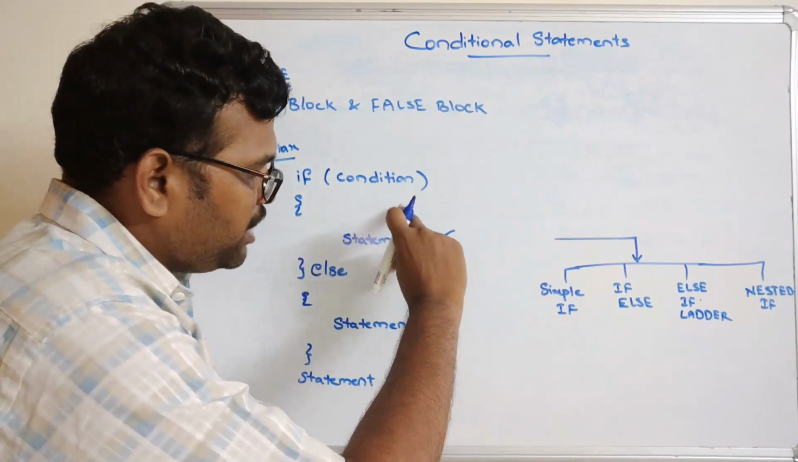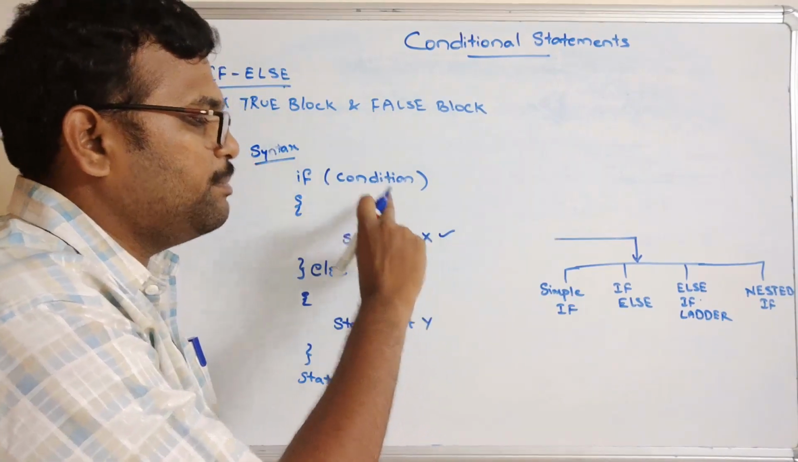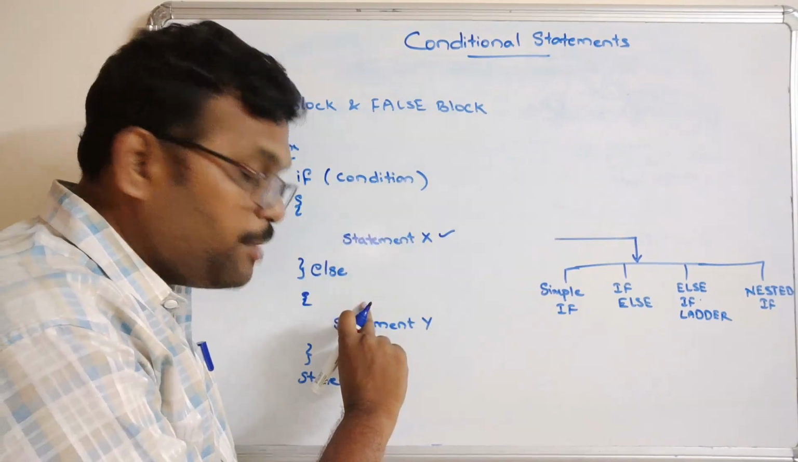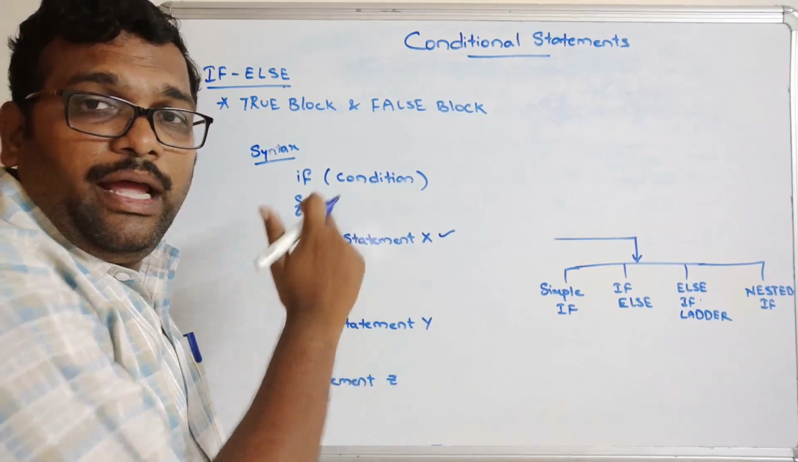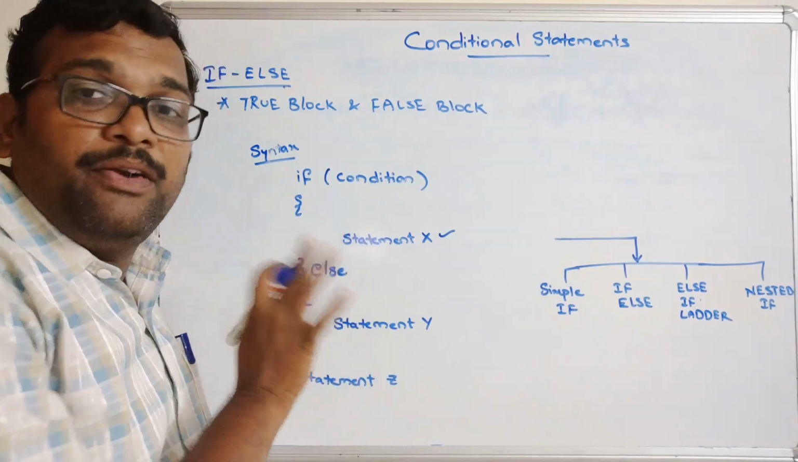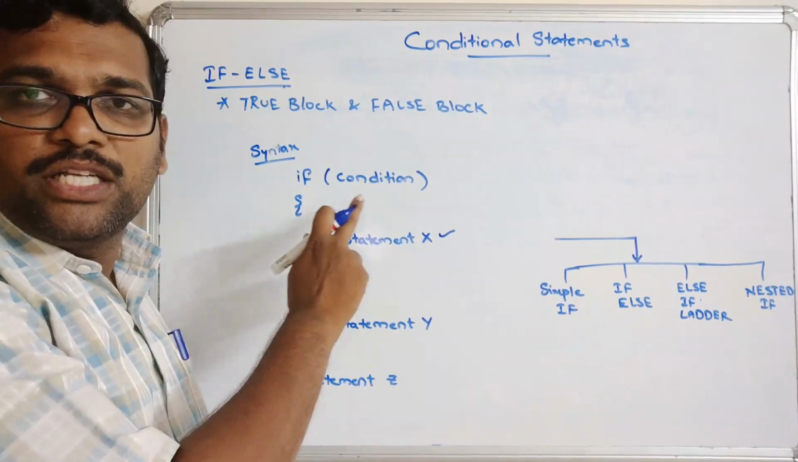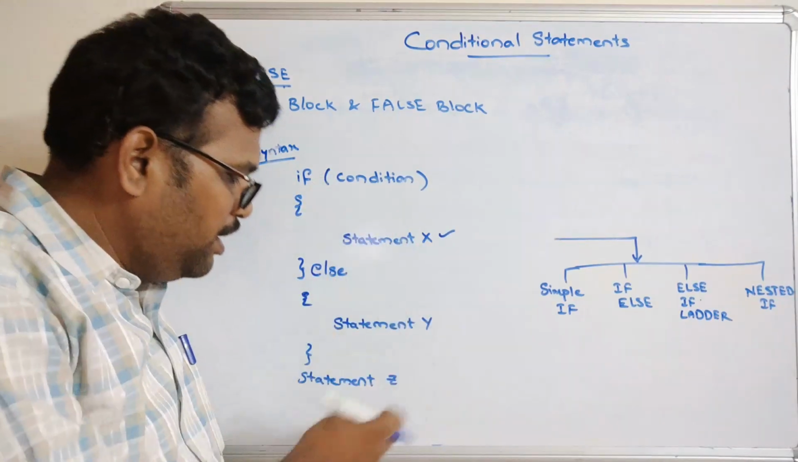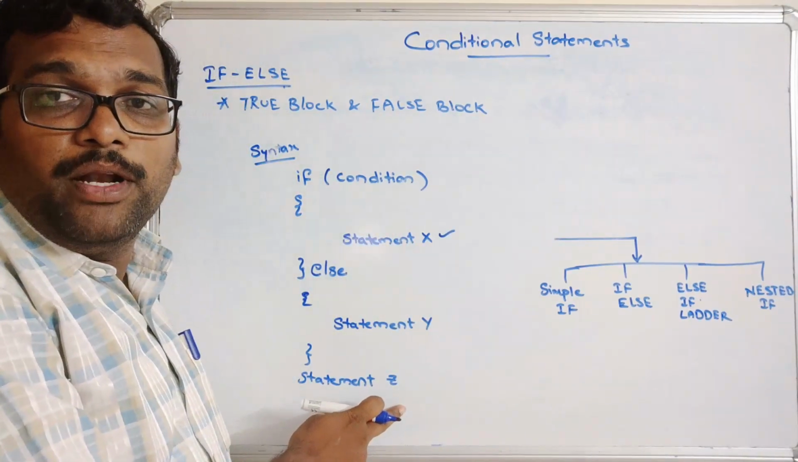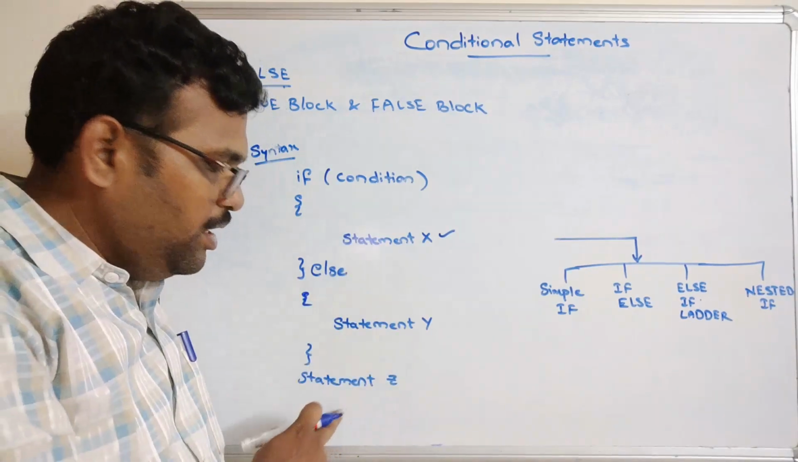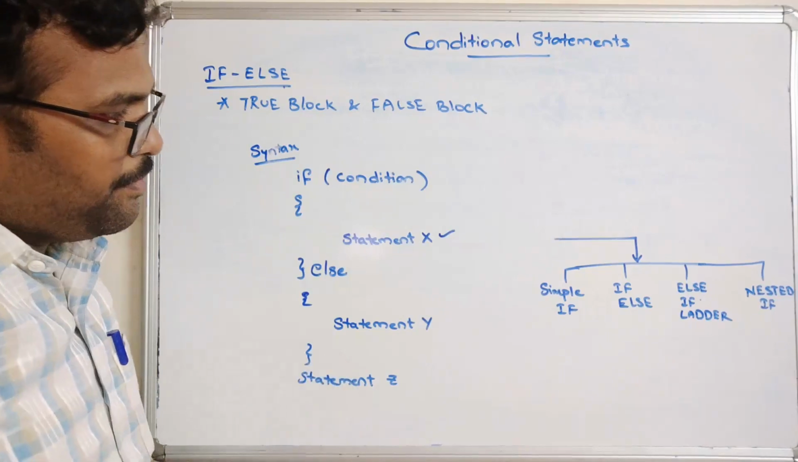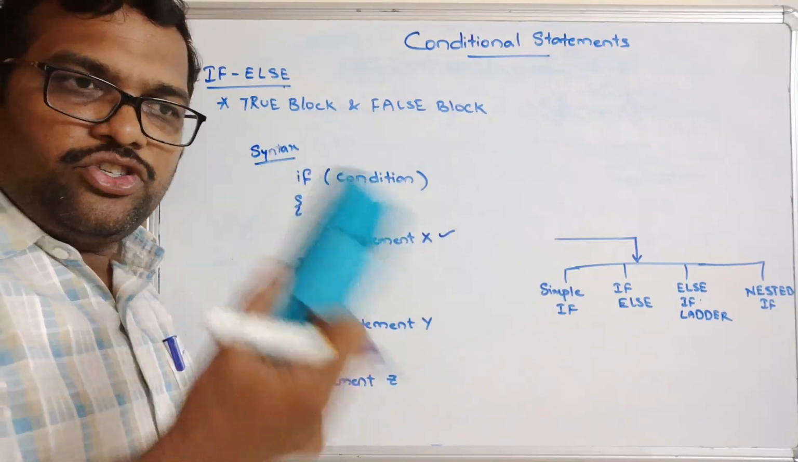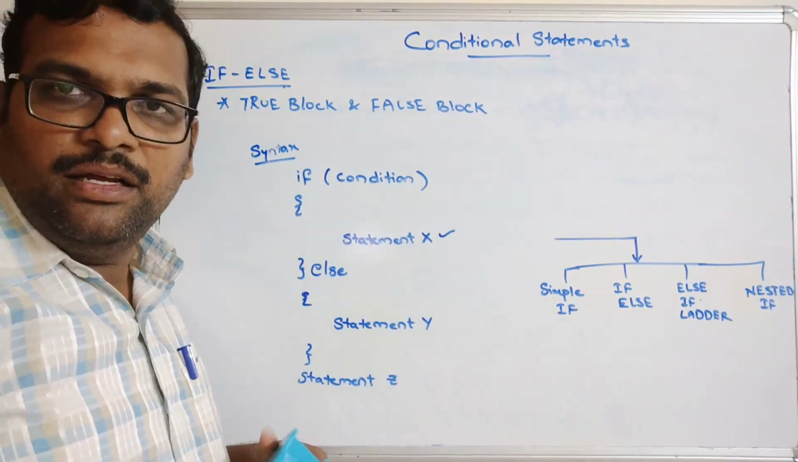So this block of statements will be executed only if the condition becomes true, and this block of statements will be executed only if the condition becomes false, right? So only one block of statements will get executed based upon the result of the condition, and immediately after that statement Z will be executed commonly, because that was written after the if else statement, right? So hope you understood this one. For example, I'll show you the implementation part on the laptop.